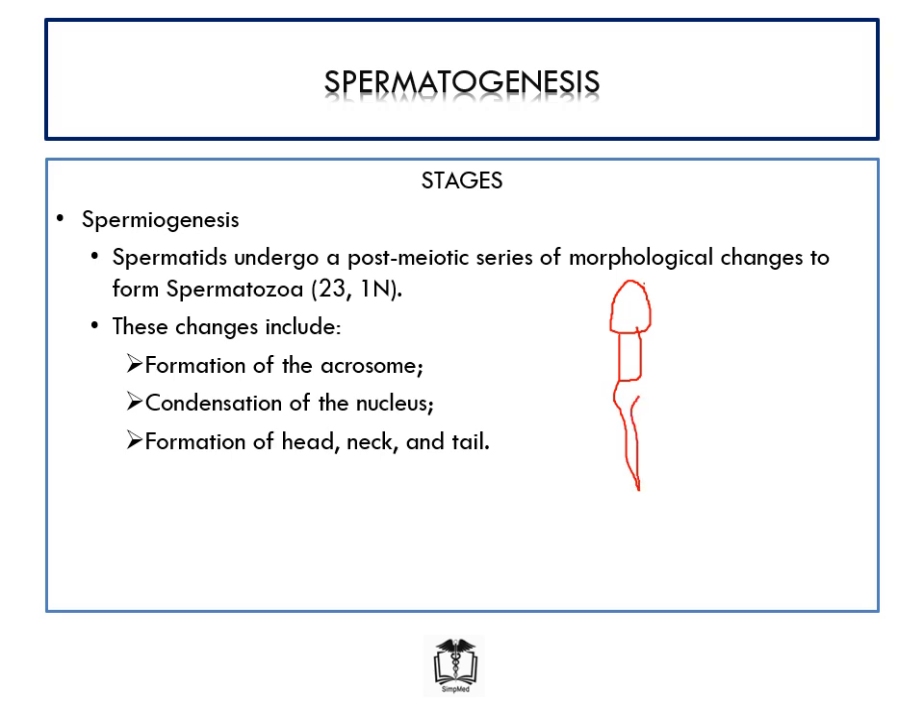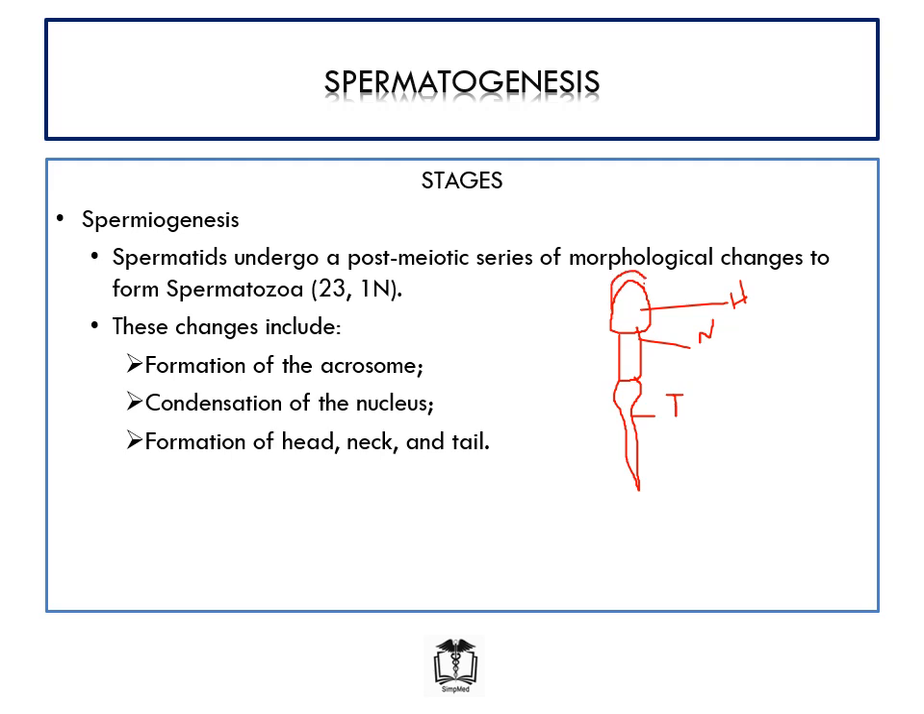So yeah, this is just a depiction of the morphological changes of the spermatid while it's being transformed to a spermatozoa. So you can see the head there, then the neck and the tail, and at the head we have the acrosome being formed. So the head would have an acrosome formed at the tip.